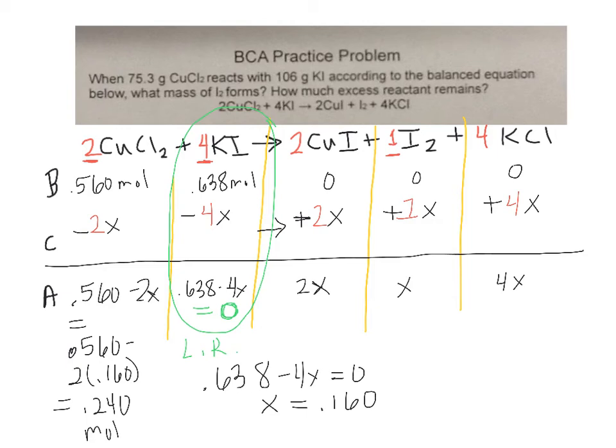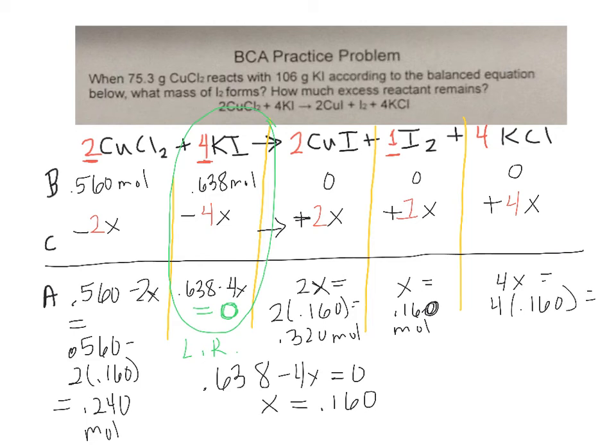Also, if I wanted to learn how much product was formed, I could pick any one or all three of the products, in fact, and figure them out pretty quickly. The copper 2 iodide would be 2 times 0.160, so I'd have 0.32 moles of that when I'm done. Here, the question had asked how much iodine forms, and X we've determined is 0.160, so I know that mole now. And lastly, I could say that KCl is going to be this many moles, 4 times 0.160, so 0.64.